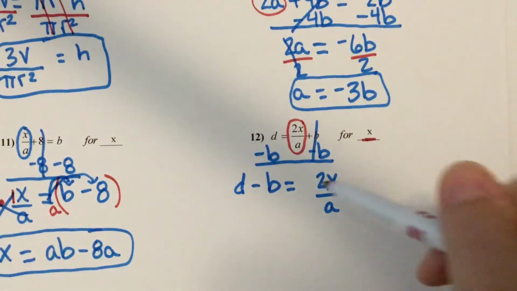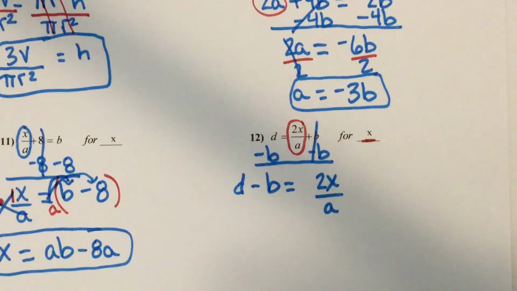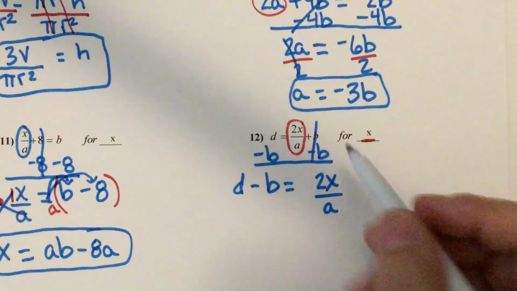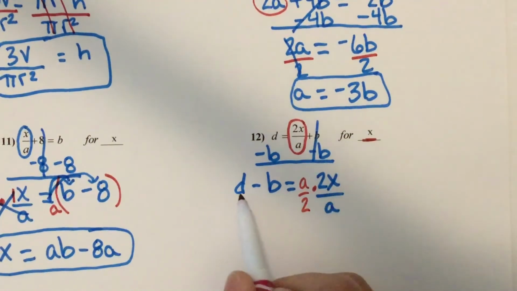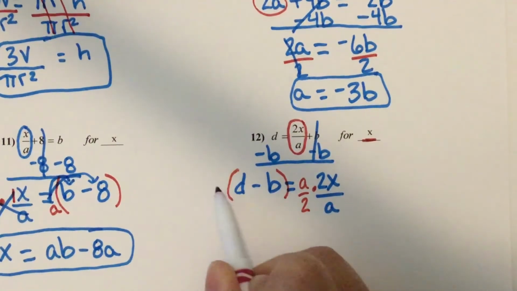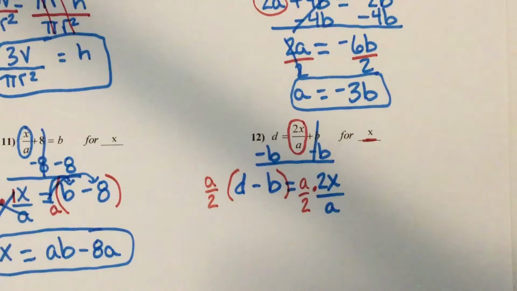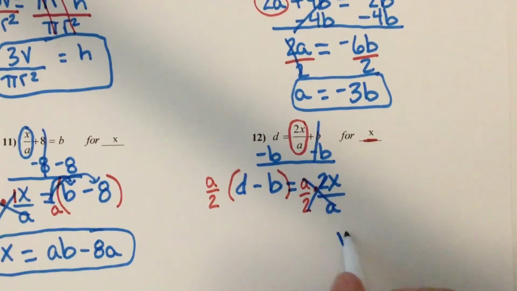Now to get x by itself, any idea how I'm going to get rid of the 2 over a? Multiply by the reciprocal. So I'm going to multiply this side by a over 2. And because there's 2 terms over here, I'm going to put parentheses around it so I can multiply this whole side by a over 2. Okay, on the right side, the a's and 2's get to cancel out. Shoop, shoop, leave an x.